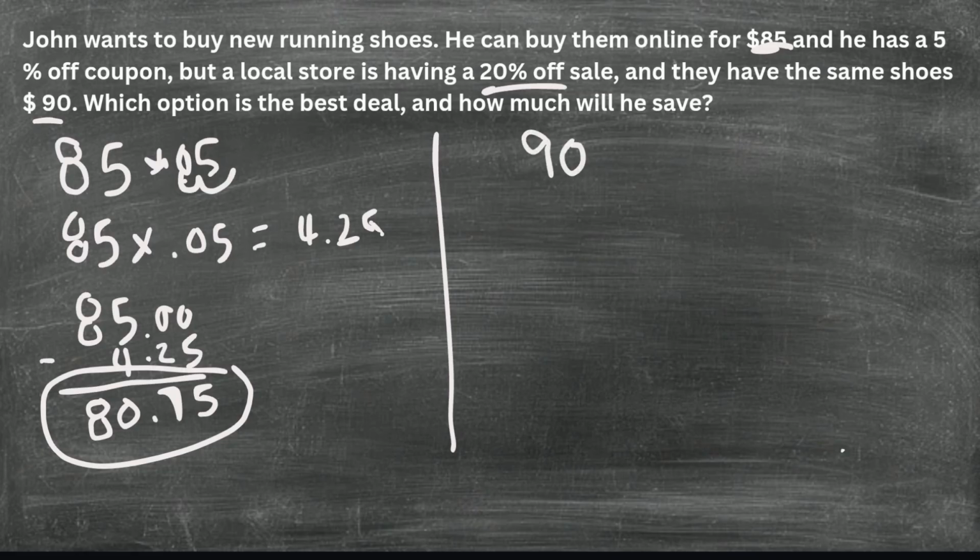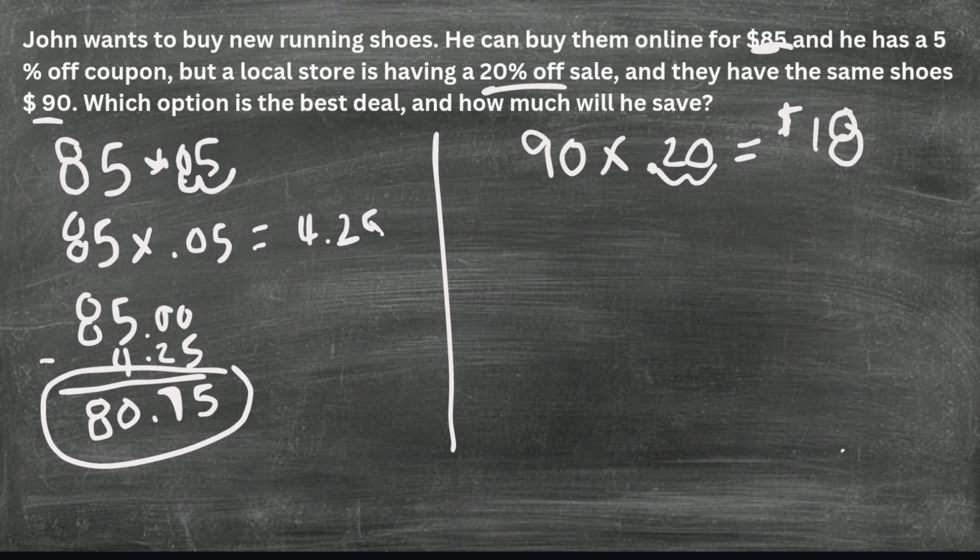Okay, not bad. Now, next we can go to the local store, and they have the shoes a little bit more, but you get 20% off. So again, we're going to take 20 and we're going to convert it to a decimal by dividing by 100 or just moving the decimal 2 places to the left. So we have 90 times 2/10, or when we multiply that, that is $18. So that's a nice discount.